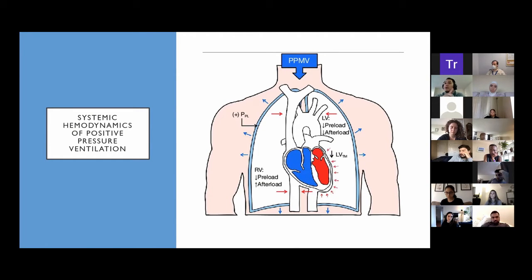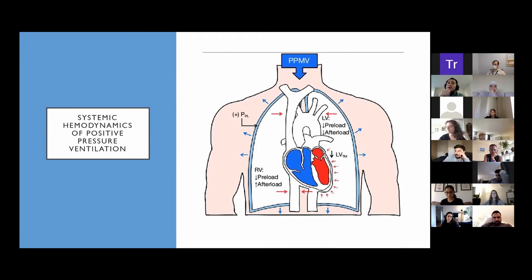They decrease the preload of the left ventricle, and they decrease the afterload of the left ventricle, therefore improving the function of the left ventricle. So if you have a patient with acute decompensated heart failure and cardiogenic pulmonary edema, high flow is not the best option for that patient, because that patient needs positive pressure in order to assist the function of the left ventricle, therefore improving the clearance of the pulmonary edema. So that's why this is so good for patients with heart failure.